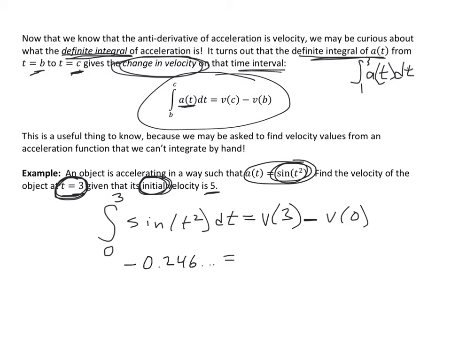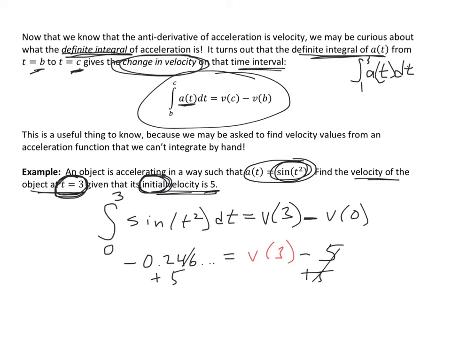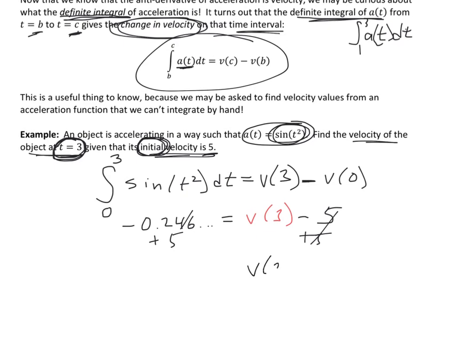This would be equal to, what is the velocity at 3? Well, it's actually interesting. The problem is asking me to find the velocity at 3. This thing is the thing I want to find. Minus, what's v of 0? We're told that the initial velocity is 5, right? So all I need to do now is add that 5 over. If I just add this 5 over, those don't actually cancel. This is where the work actually happens. The velocity at 3 will be 4.75.